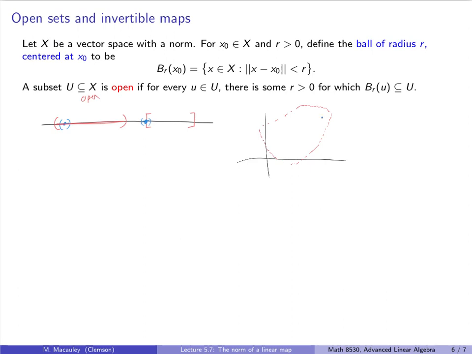So if you have some point here, I don't care how close you are to the boundary, if you zoom in far enough, you take a small enough radius, you can find a little ball which is entirely contained in the set. Now, if it contains some of this boundary, then that will not be open, because you take a point on that boundary, and I don't care how small of a ball you make, some of it's going to stick out of the set.